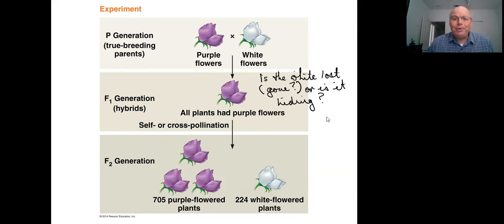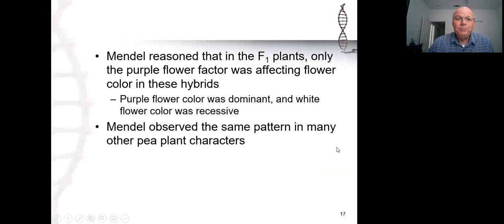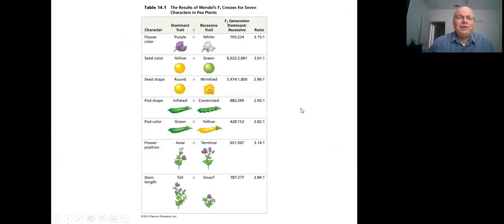Now we have to remember that the flower color was not the only character that he was working with. Remember, he was working with 7 characters in total. So here are the results for all 7 characters that he worked with. Here's the purple to white, not exactly 3:1, but reasonably close. Seed color, yellow versus green, with the same relationship. Yellow was the one that turned up only in the F1s, then yellow and green turn up in the ratio of nearly 3:1, almost exactly 3:1 in the F2 generation.